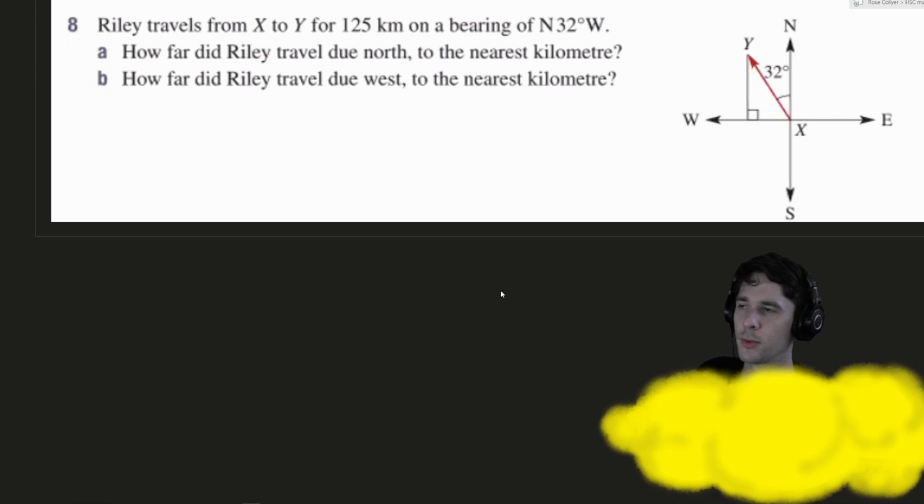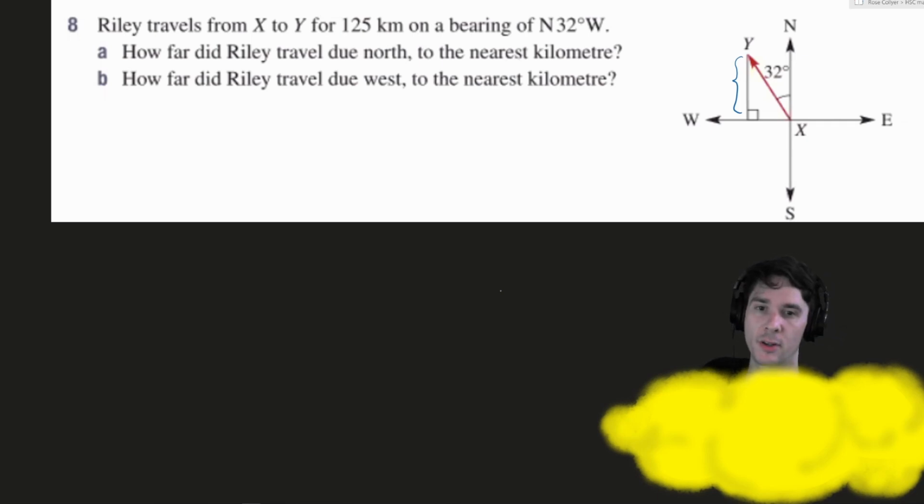Riley travels from X to Y. Thank goodness they put an arrow in the diagram to make that easy. For 125 kilometers on a bearing of north 32 degrees west. Okay, so they haven't labeled the distance, but we can see the bearing and the direction. How far did Riley travel due north? So what they're asking for is, what is the distance she's traveled in the north direction?